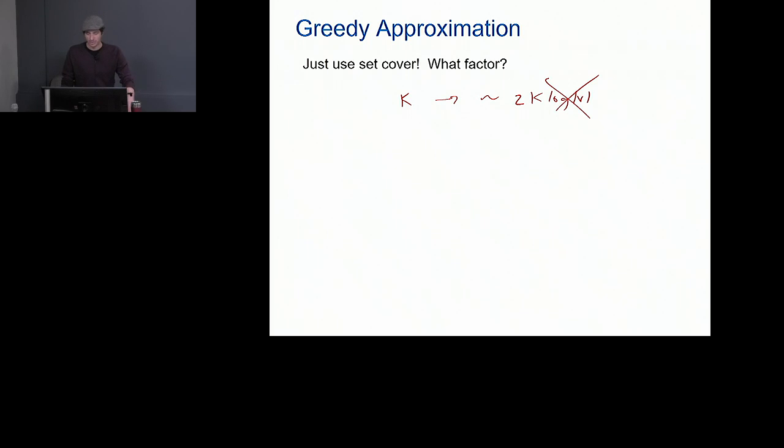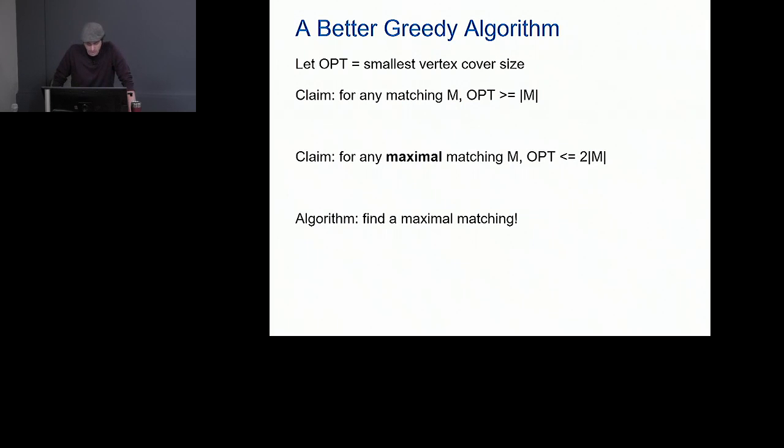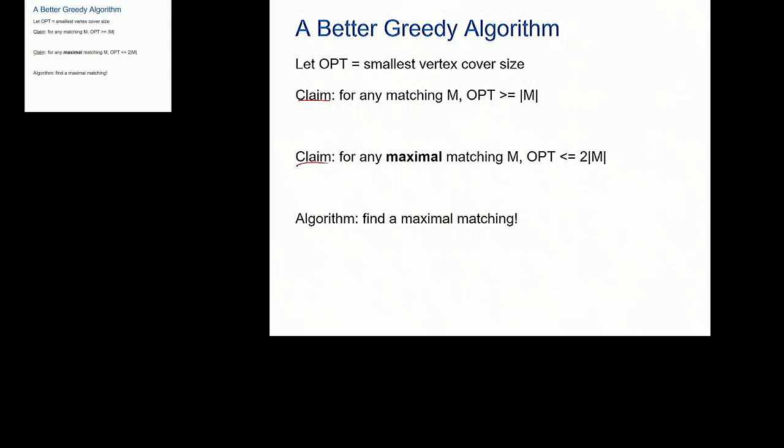It's almost the best that you could hope for, a constant factor. And so let me just quickly show you the algorithm. What we're going to do is find some matchings in the graph, and we're going to show that if you have a certain type of matching, then you can bound the size of the vertex cover. So let's first establish these two claims.